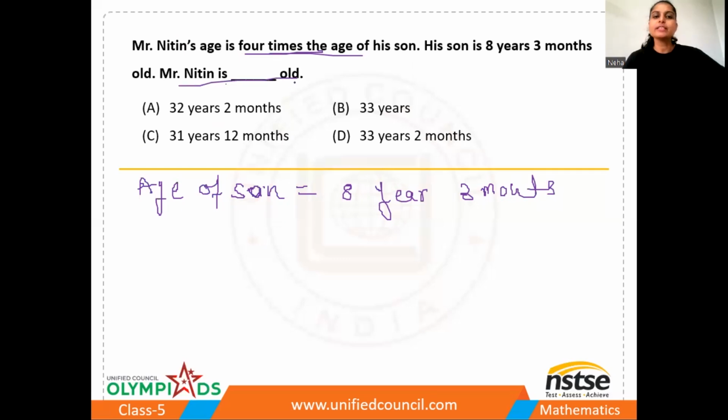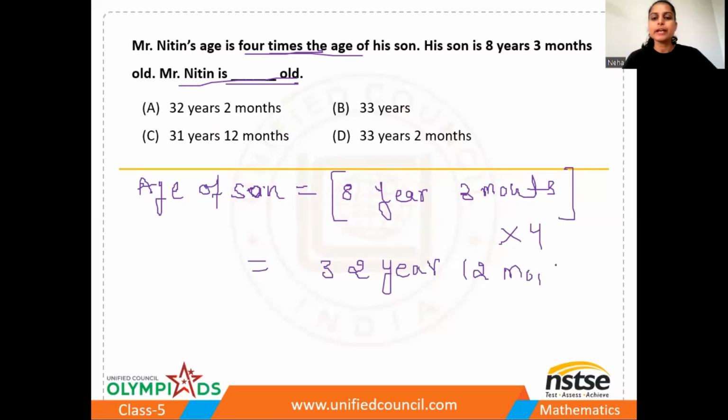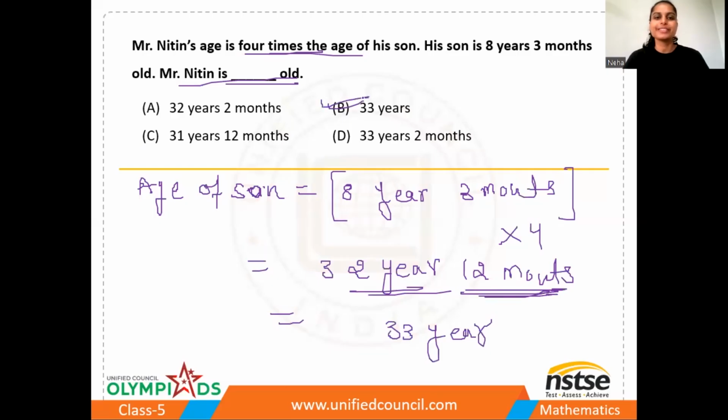So how can we find Nitin's age? If it is 4 times, then just multiply the age by 4, and you will get the age of Nitin. Perfect. This is quite easy. So 8 fours are what? 8 fours are 32. And 3 fours are 12, that is 12 months. And 12 months we can say is 1 year. So 32 years plus 1 year is 33 years. Yes, option C is your right answer.